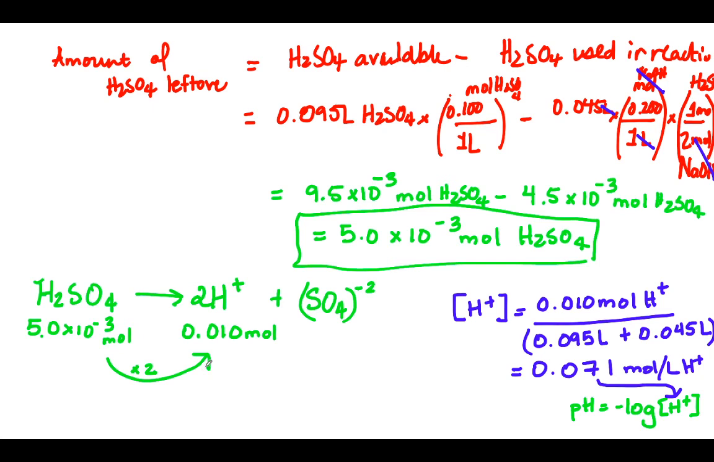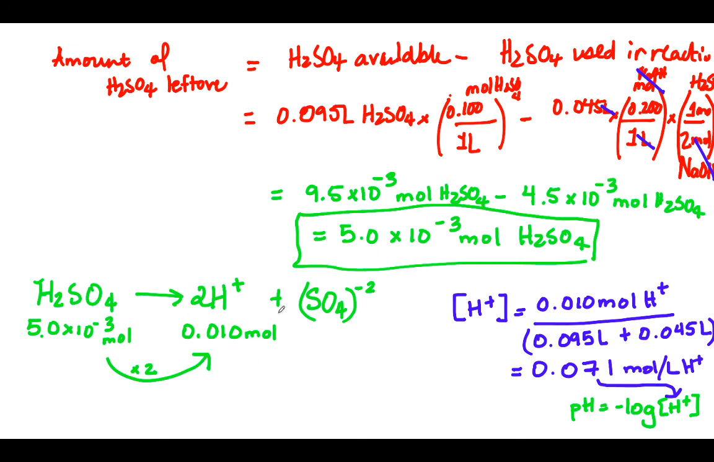Now, you have to take a look at how much of that ionizes to form H+. Now, because this is a strong acid, it's going to fully ionize to form H+. The ratio here is very important. If I had HCl, the ratio would be 1:1, so I wouldn't have to multiply this by 2. But in this case, because it's H2SO4, I do have to multiply it by 2.